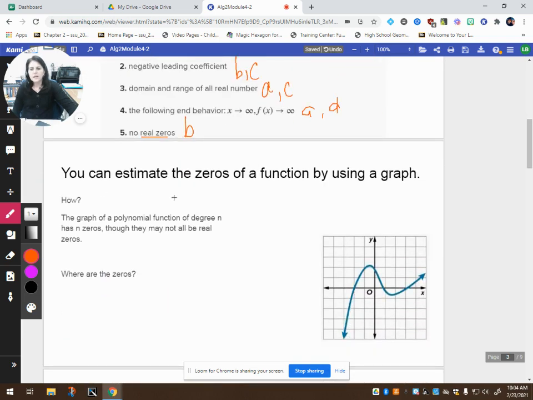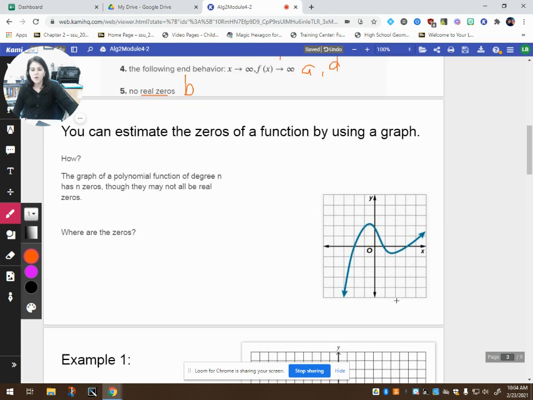Okay, it says you can estimate the zeros of a function by using a graph. Well, how? What we do is we're looking for the values where the y values change from negative to positive. If my y values change from negative to positive, then clearly it has crossed the x-axis. So my zeros are where it crosses the x-axis. And it's important to note that the graph of a polynomial function of degree n has n zeros, although not all of them may be real.